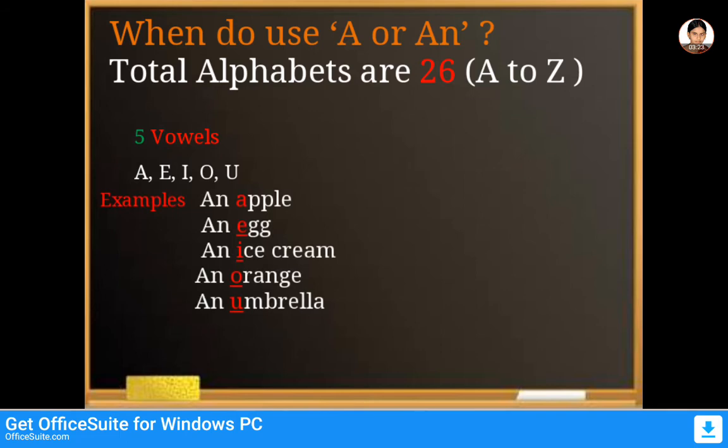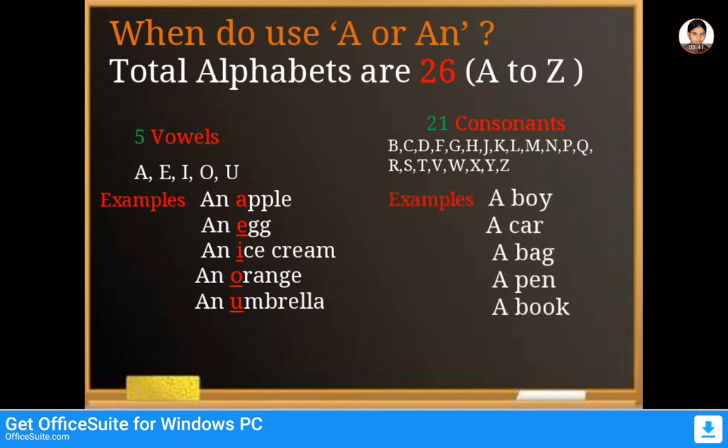Before a vowel sound, an is used: an apple, an egg, an ice cream, an orange, an umbrella. The rest of the 21 letters are called consonants. Before consonant sounds, a is used: a boy, a car, a bag, a pen, a book.